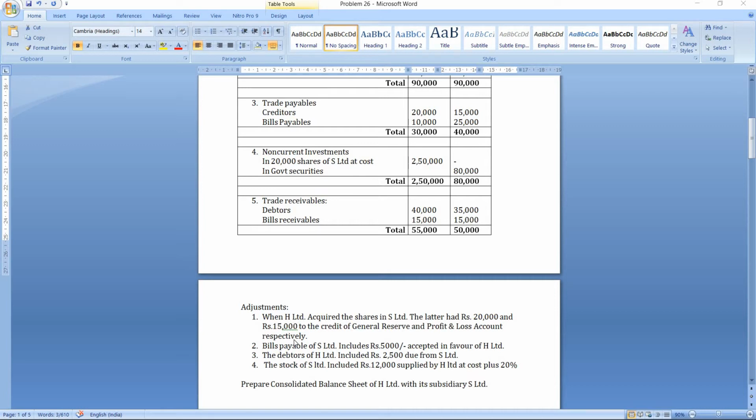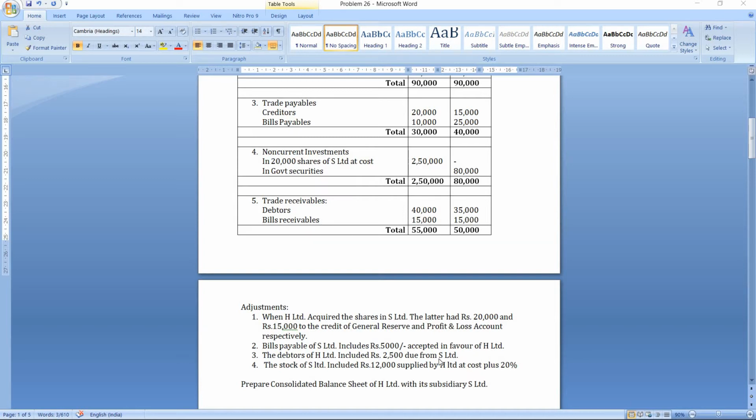Next, bills payable of S Limited includes 5,000 accepted in the favor of H Limited. So these are intercompany bills which are to be eliminated by passing entry in the balance sheet. Then the debtors of H Limited included rupees 2,500 due from S Limited. So these are intercompany debtors and creditors. Even this has to be eliminated. This we will do while preparing the balance sheet.